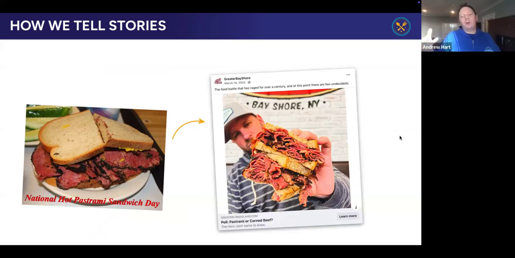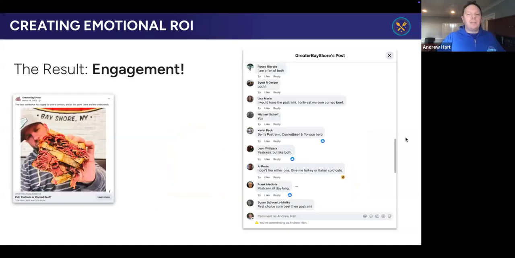Now, obviously, the creative is better. But now we have a food battle that's raged for over a century, and it's a poll, pastrami or corned beef. And what you're doing is you're creating some emotional connection. People are going to get in the game and they're going to say, well, I don't know, I like pastrami, you like corned beef. What about Italian? And the result is engagement. So when your content entertains, educates, and informs, you create more engagement and people start talking about it.